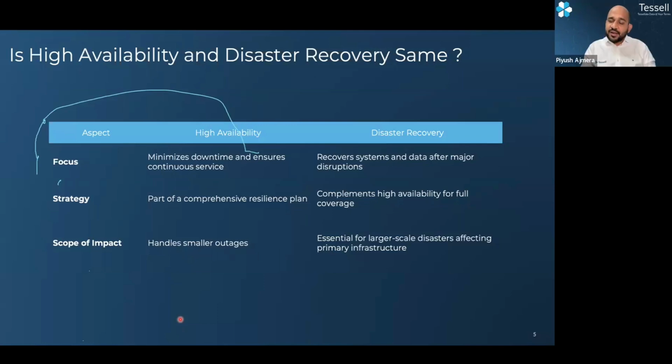Yes, that's correct. And we have seen customers doing that. For the applications which can tolerate a region failover, people go for HA. But what we recommend for any survival-critical applications is that you go for a cross-region DR as well.